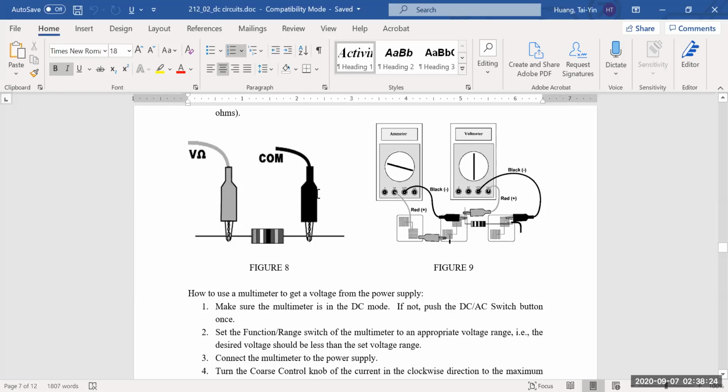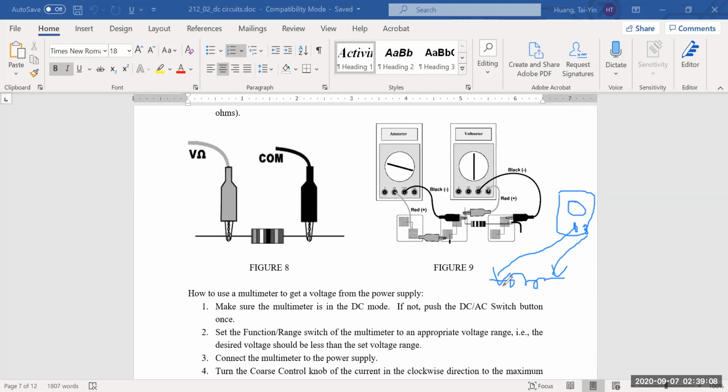Whenever you measure the resistance of a resistor, do not connect the resistor to a power supply. In other words, if this is a resistor and you want to measure the resistance, this is the voltmeter. You change the dial, and these are the leads, and they have alligator clips. One is connected to this, and the other one is connected to that, and that will give you the resistance value.